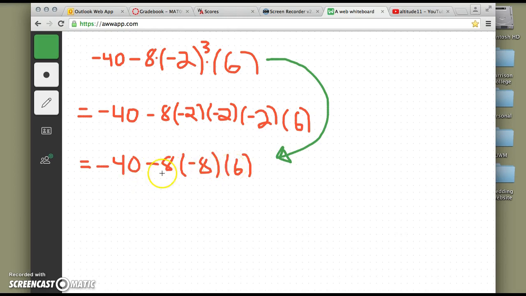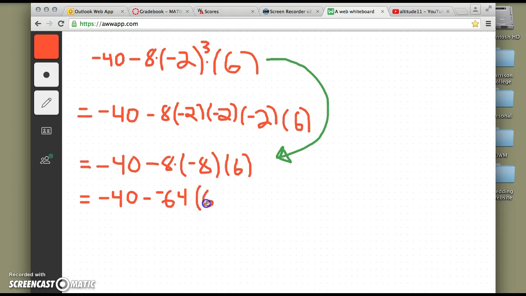The next thing that we need to look at here is multiplication and division. And remember, if there are ties, meaning if you have different instances where you have multiplication or division, you always work from left to right. So we have a negative 40 minus 8. Right here is our first instance of multiplication. So we have this 8 times this negative 8. So this is going to be equal to, we have negative 40 minus 8 times negative 8. That is a negative 64.